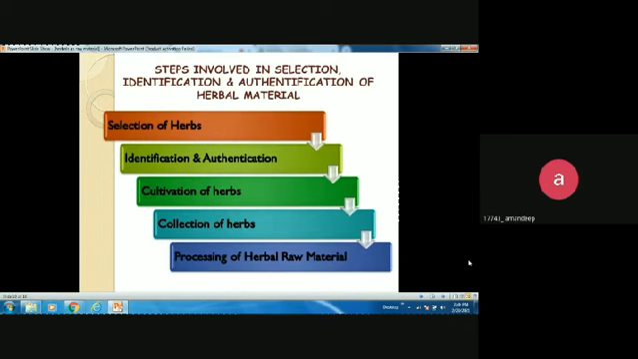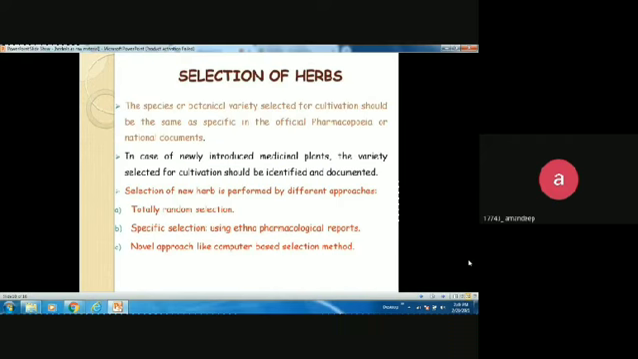Next topic is steps involved in selection, identification, and authentication of herbal material. First step is selection of herbs. Second, identification and authentication. Third, cultivation of herbs. Fourth, collection of herbs. Fifth, processing of herbal raw material.